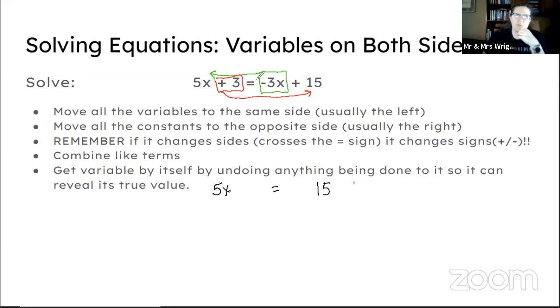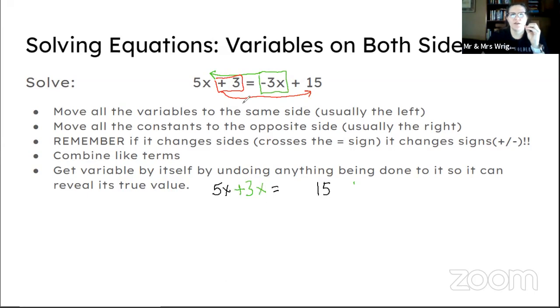Now, I'm going to move my negative 3x from the right to the left. So it changes from a negative. If it switches sides, it's going to switch signs. Moving it from the right to the left, it's going to change from a negative to a positive 3x.